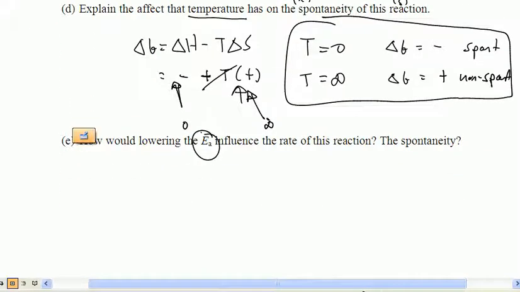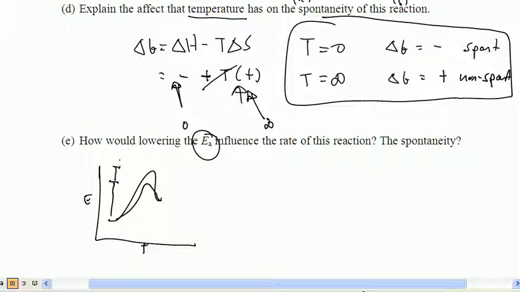How would lowering the EA influence the rate? Okay, well, let's draw our picture first. This is energy, time, lowering the EA. Are you drawing them?